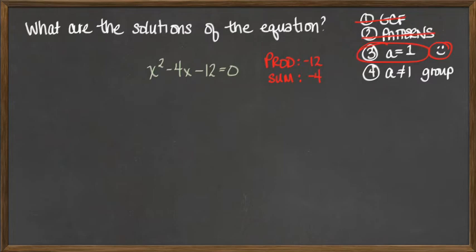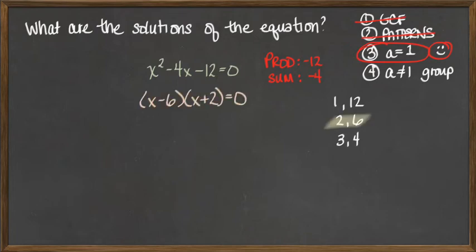The numbers might jump out at you. If they don't, we make ourselves a list: 1 and 12, 2 and 6, 3 and 4. Those are all the possible combinations that will multiply to 12. Since it multiplies to negative 12, I know the signs have to be opposites. And since it's negative 4, I know the larger number is going to be the negative number. So we look at our list, and 2 and 6 jump out at us. If that was x minus 6, x plus 2, those would be the factors of that trinomial.